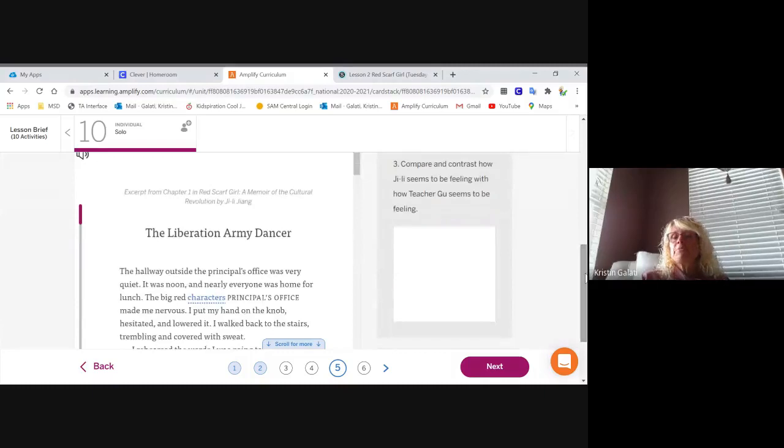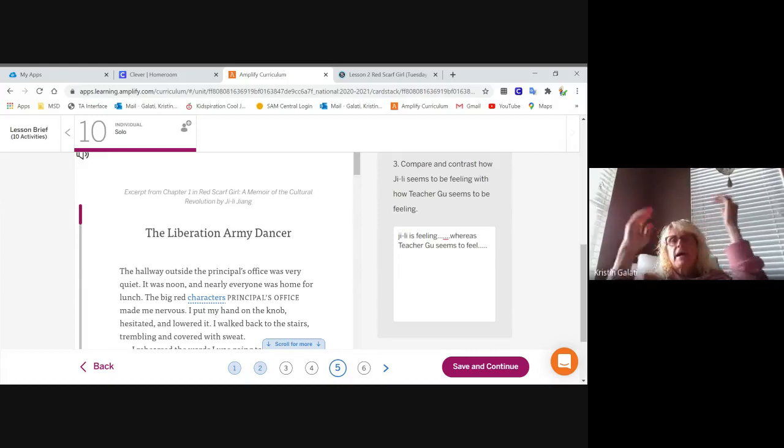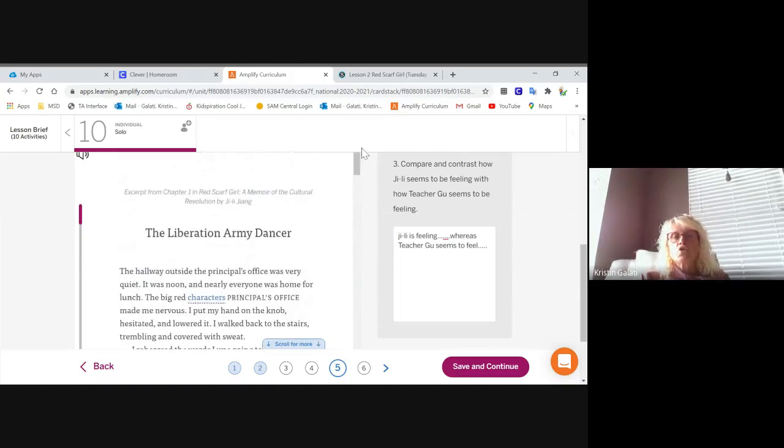Part 5. Number 3, compare and contrast how Ji Lee seems to be feeling with how Teacher Gu seems to be feeling. Okay, so Ji Lee is feeling, and then you're going to go into that, whereas Teacher Gu seems to feel. Okay, so Ji Lee is feeling embarrassed. Ji Lee is feeling very upset and frustrated and embarrassed about not being able to do the audition. I think Teacher Gu is more along the lines that she's concerned. If you go back and look at the actual piece where she tells her, you will see the description. Use that as your example, and then try and explain it. Okay, there's your number 3.